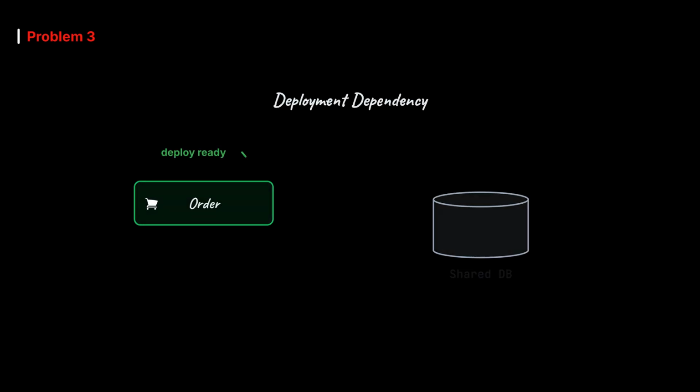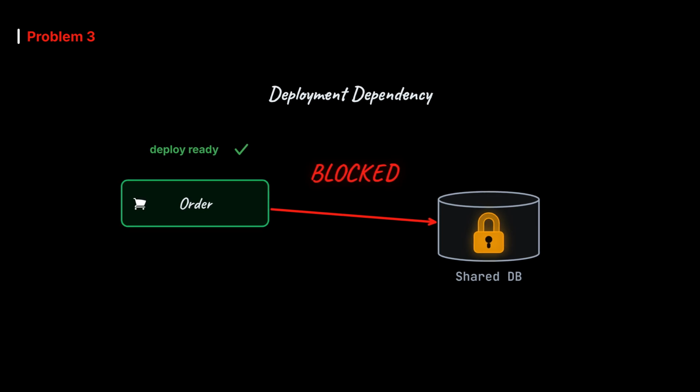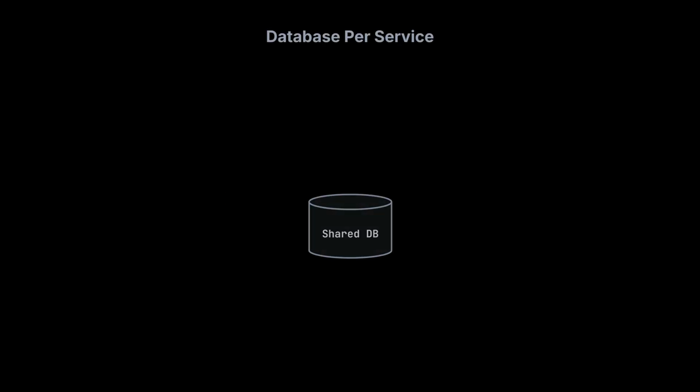Third problem, deployment dependency. The order team is ready to ship, but the payment team is already doing some changes in the same database. So now the order team cannot move. They are blocked. The order service was supposed to be independent, but it cannot deploy without first coordinating with another team. And like this, you have lost one of the biggest reasons for which you came to microservices in the first place: independent deployment.